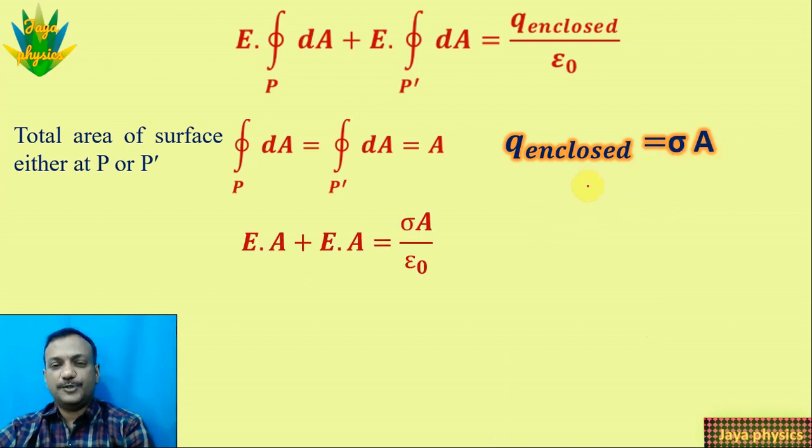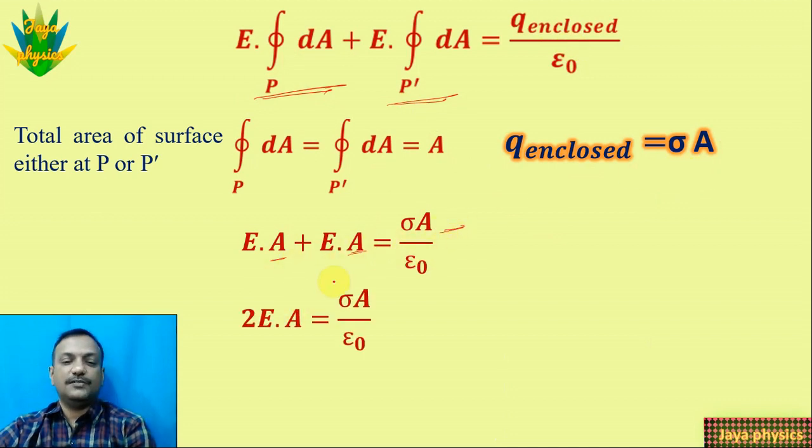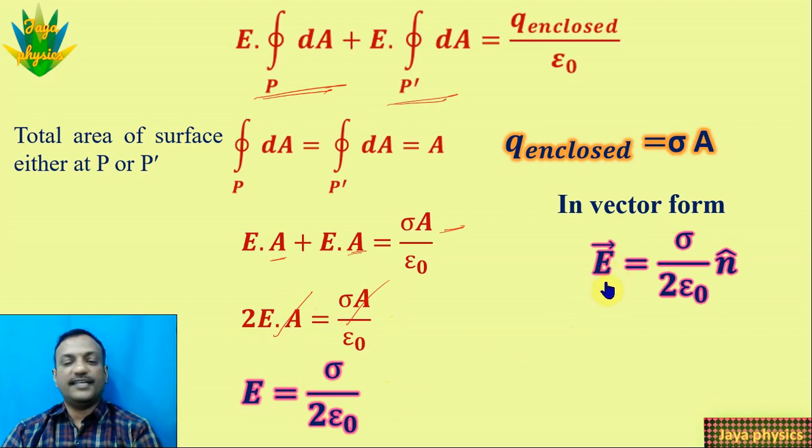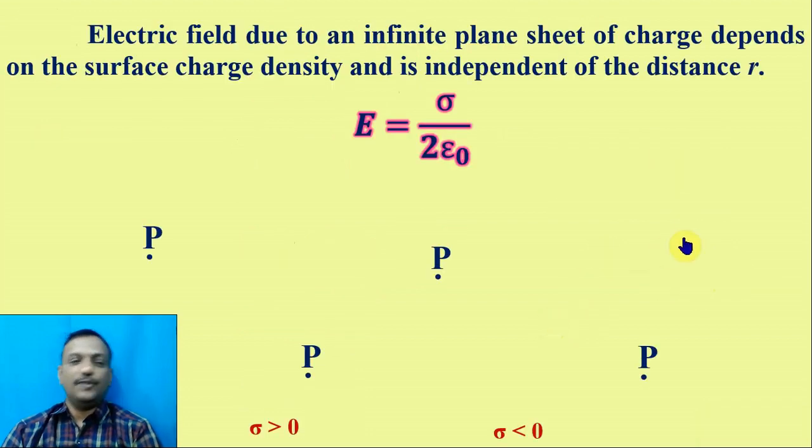So I have substituted. Appa surface integral of dA at P dash I write as A, and enclosed charge I write as sigma A. Is it clear, children? So if you calculate, 2EA equal to sigma A by epsilon naught, you cancel A and A, so you are getting E is equal to sigma by 2 epsilon naught. And if you want to write in terms of vector form, E vector equal to magnitude into a unit vector, n cap. Is it clear, children?